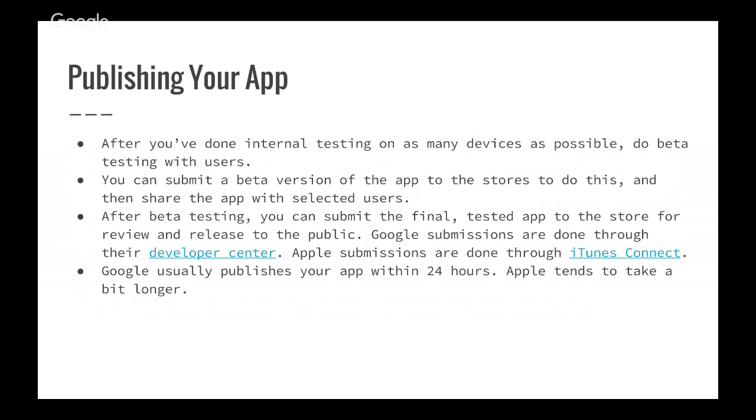You're going to submit the final tested app to the stores, typically the Google and the iTunes, Apple stores. For Google, the submissions are done through their Developer Center. And again, this active link will be clickable when you get the slideshow. And Apple submissions are done through something called iTunes Connect. Once you've done that submission, the store publishes the app, so it's either available for download or for purchase, since most of our apps are free.